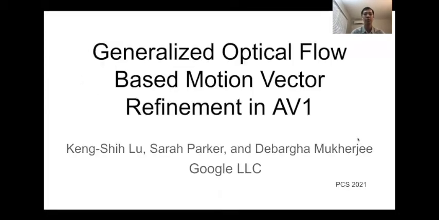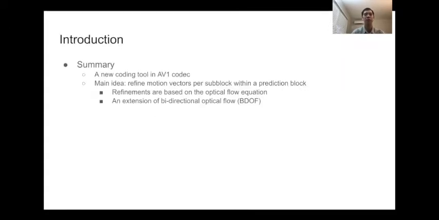My name is Kenshi Lu, and I'm happy to be here presenting this work called Generalized Optical Flow-based Motion Vector Refinement in AV1. As a summary, basically this is a new coding tool in the AV1 codec. The main idea is to refine motion vectors for each subblock within a prediction block. The refinement is done based on the optical flow equation, and it can be regarded as an extension of the bidirectional optical flow method.